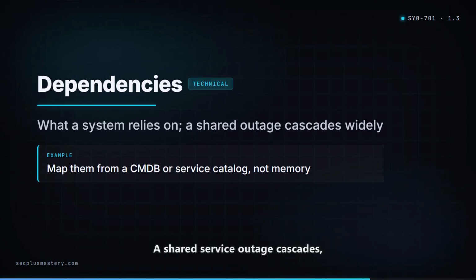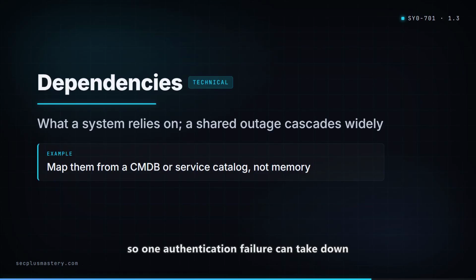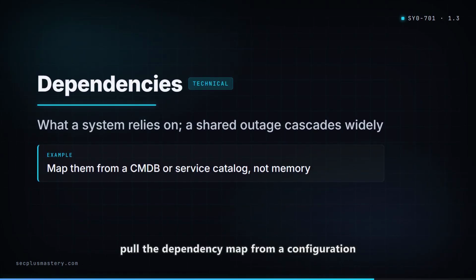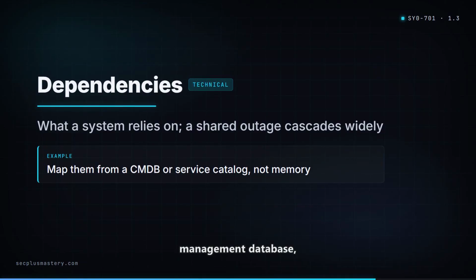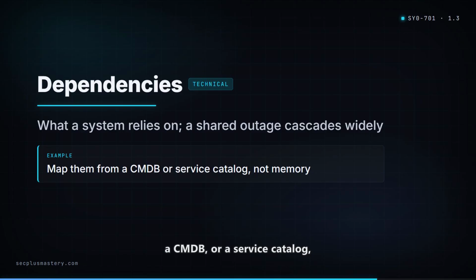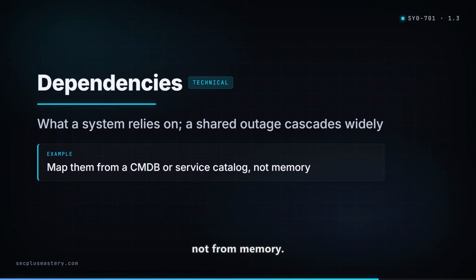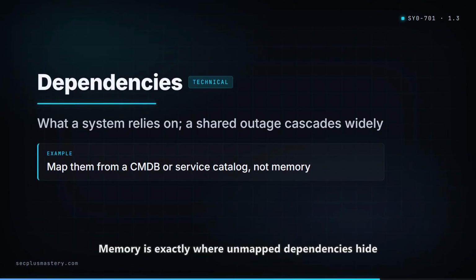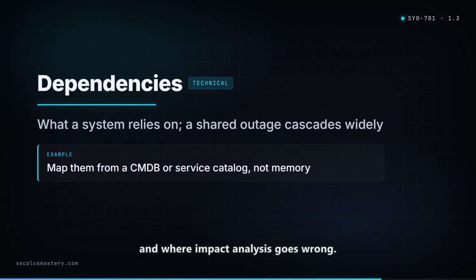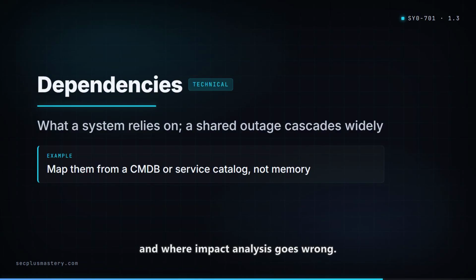A shared service outage cascades, so one authentication failure can take down dozens of apps at once. The key exam habit: pull the dependency map from a configuration management database, a CMDB, or a service catalog, not from memory. Memory is exactly where unmapped dependencies hide and where impact analysis goes wrong.